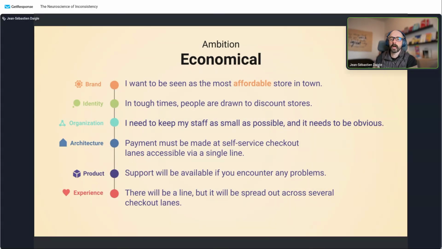I want to be seen as the most affordable store in town. People are drowned by discounts. I need to keep my staff as small as possible. Payment must be made at self-service checkout. Support will be available if any problem. There will be a line. It will be spread across several checkout lanes.